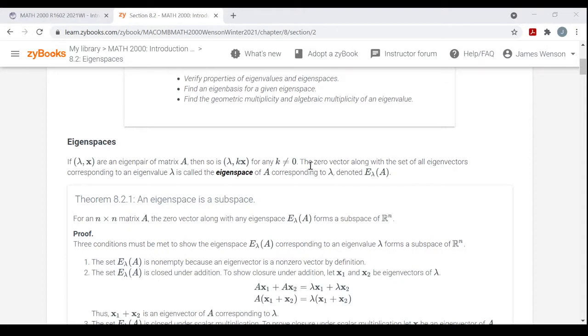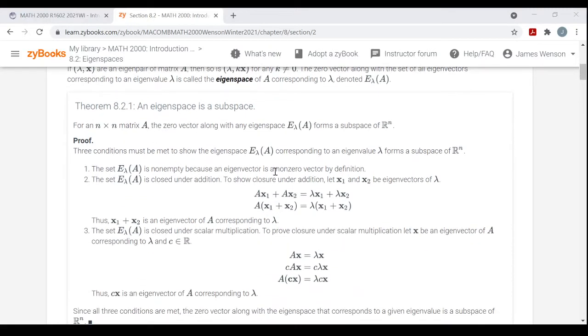All right, so here's the definition of an eigenspace. The zero vector, along with the set of all eigenvectors corresponding to an eigenvalue lambda, is called the eigenspace of A corresponding to lambda. And it's denoted with this capital E with a subscript of lambda, and then in parentheses, the matrix A that we're looking at. The eigenspace of A corresponding to lambda.